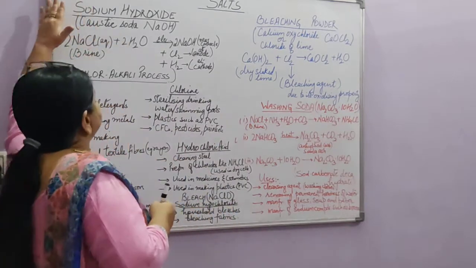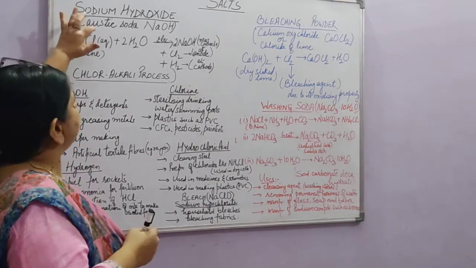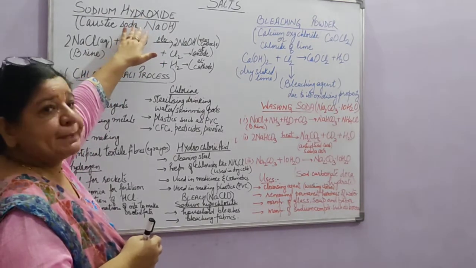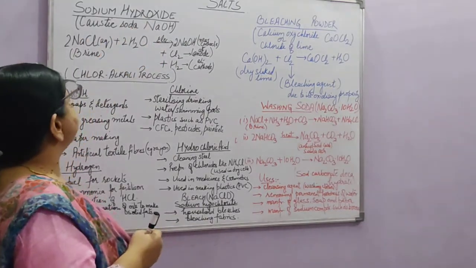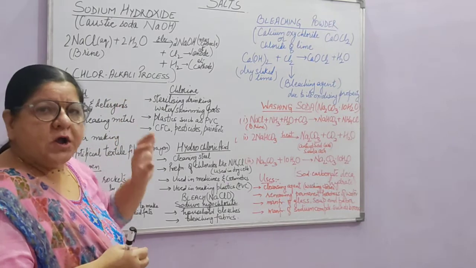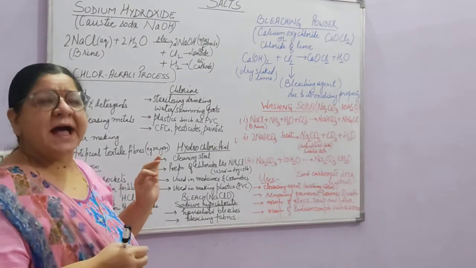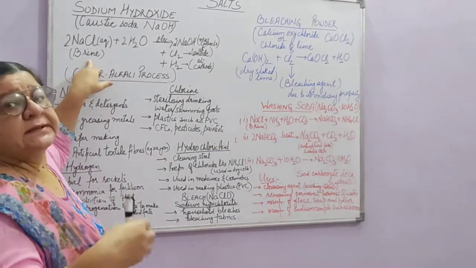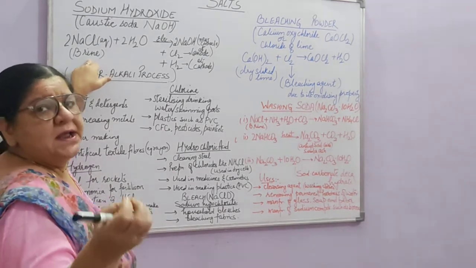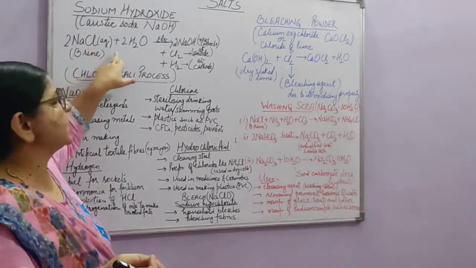First of all we will study sodium hydroxide, that is NaOH. Its common name is caustic soda. Now how is this prepared? It is prepared from an aqueous solution of NaCl. A concentrated aqueous solution of NaCl is also called brine. This is a 1-mark question which can be asked in the exam. What is brine? Brine is a concentrated aqueous solution of sodium chloride.